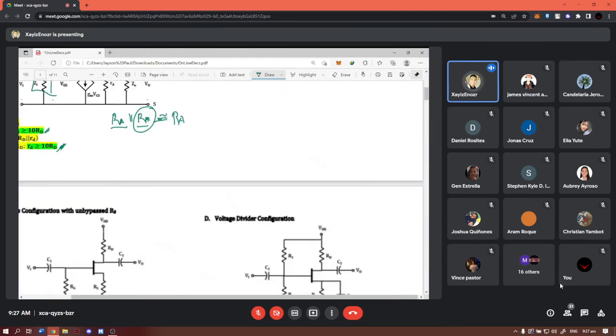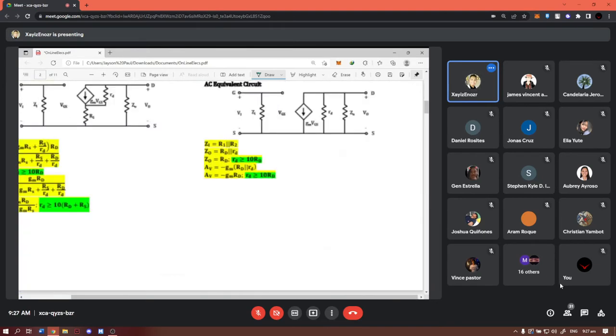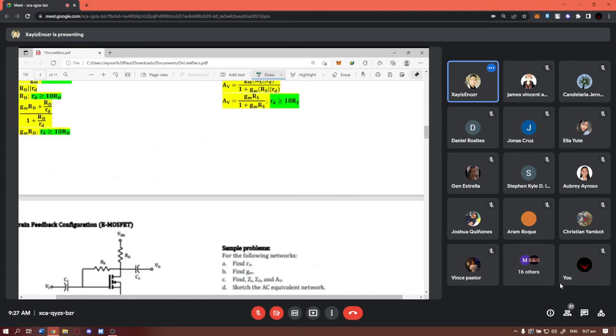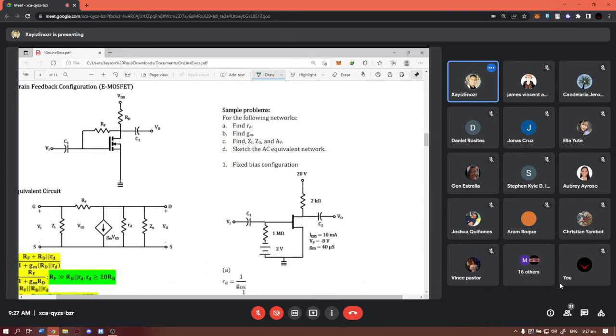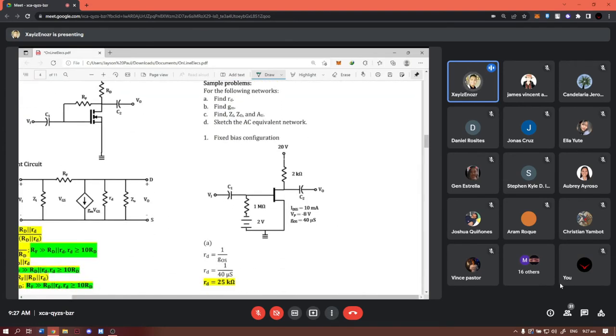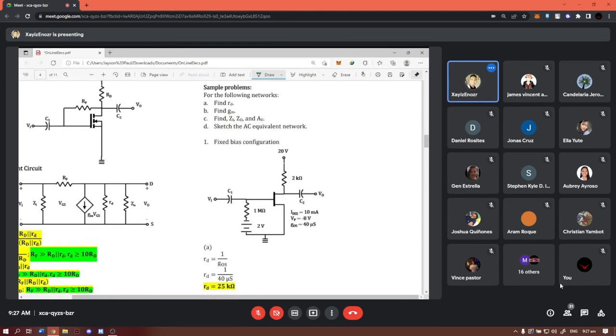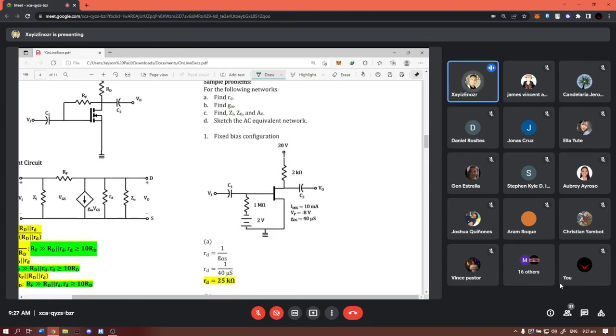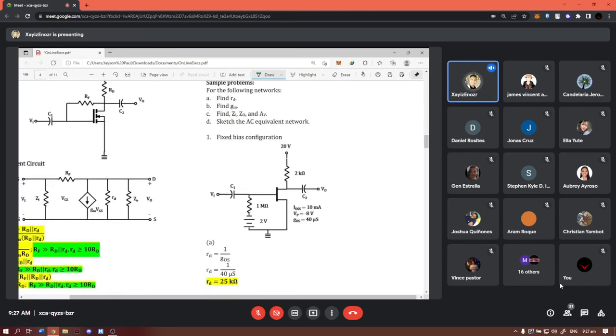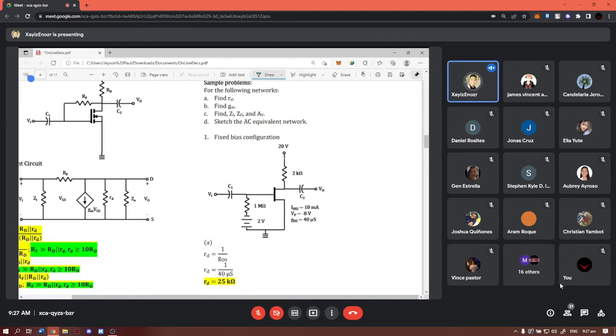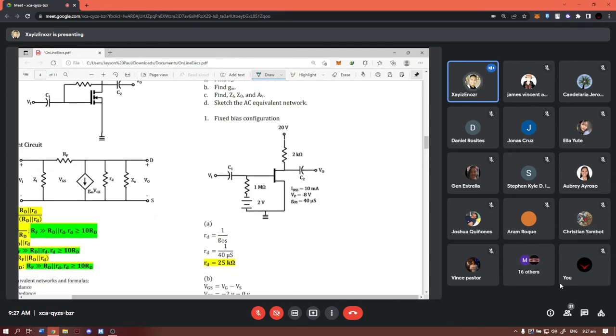Okay, so tingnan natin. Example dito. So, example. Ito, fixed bias configuration ng JFET. So, for the following network, find rd, find GM. So, let's find Zin, Zout, and AV, and sketch the AC equivalent network. Okay, so ito example nating circuit.